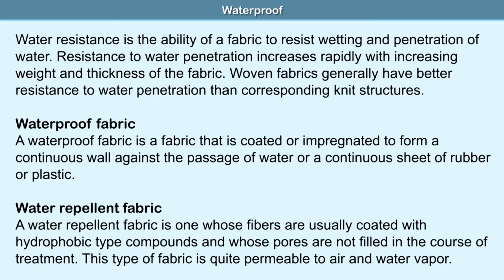Waterproof fabric. A waterproof fabric is a fabric that is coated or impregnated to form a continuous wall against the passage of water, or a continuous sheet of rubber or plastic. Water repellent fabric. A water repellent fabric is one whose fibers are usually coated with hydrophobic type compounds and whose pores are not filled in the course of treatment. This type of fabric is quite permeable to air and water vapor.